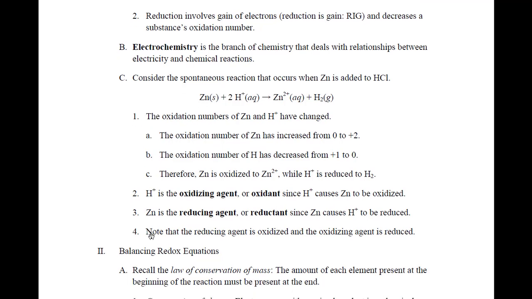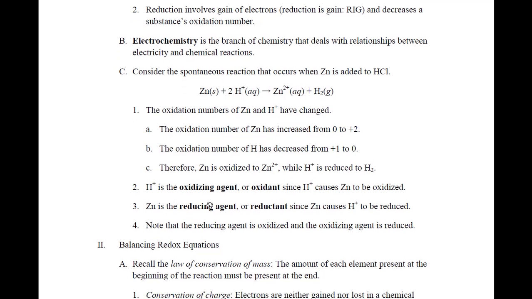On the other hand, zinc is the reducing agent because it acts on behalf of reducing the hydrogen ion. Another term for reducing agent is reductant. So zinc is the reducing agent or reductant since zinc causes H plus to be reduced.